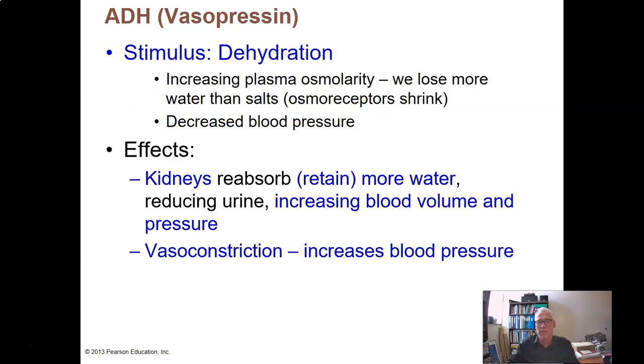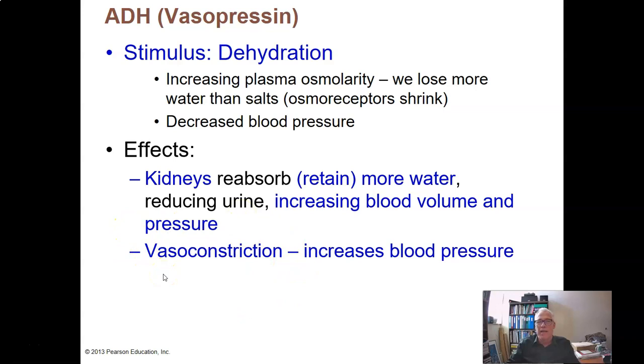What does it do? Antidiuretic hormone. Well, the term diuresis means production of urine. Antidiuresis, or antidiuretic hormone, reduces or slows the production of urine. If you're already dehydrated, the last thing you want to do is pee out more water, and so you're going to retain water in the body by the action of this hormone. Get dehydrated, reduce the urine production.